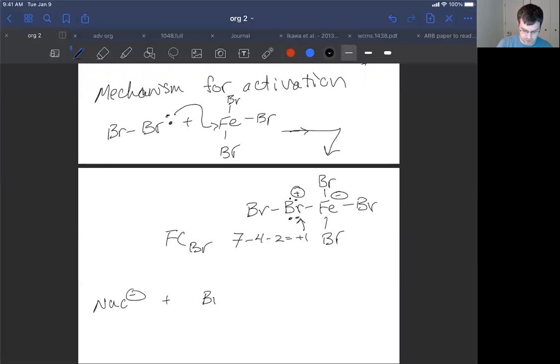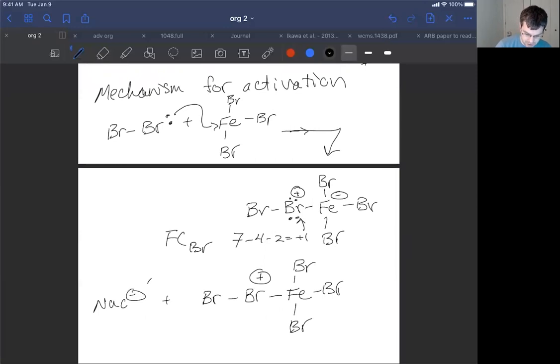The nucleophile is going to add to a bromine atom so as to neutralize the positive charge. So we have a positive charge at the central bromine. We're actually going to add the nucleophile to the bromine that's attached to that positively charged element.